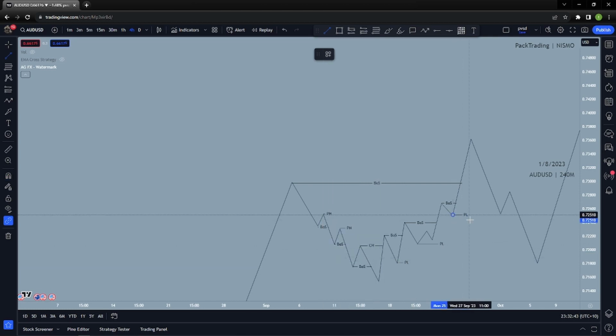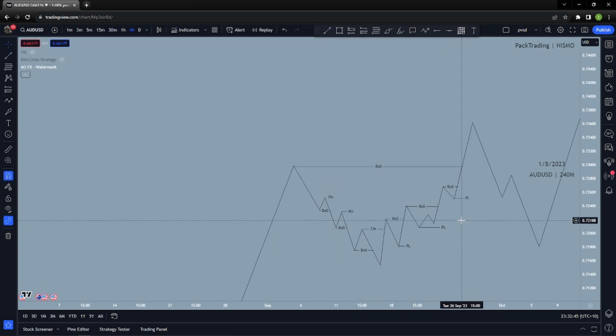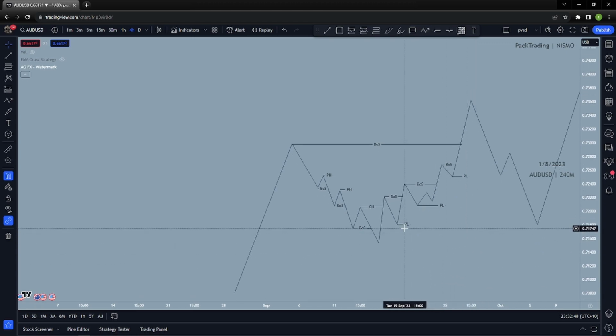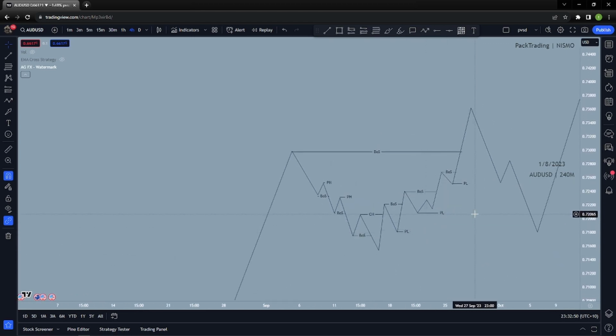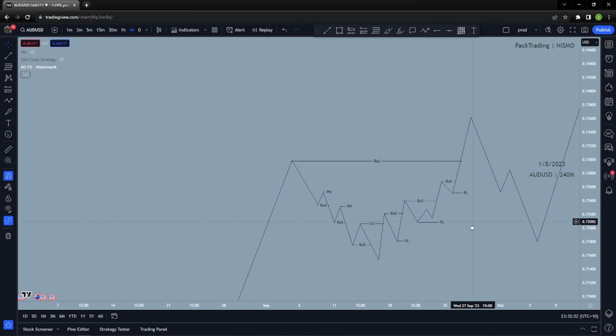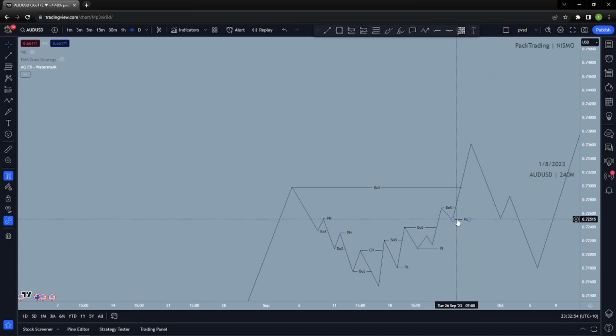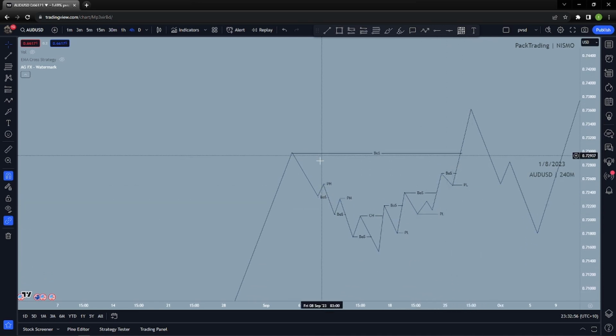By the way, guys, there's different wordings of how you can say these type of words. Protected low, higher low. So protected low, what did it do now? Okay. This is all internal.